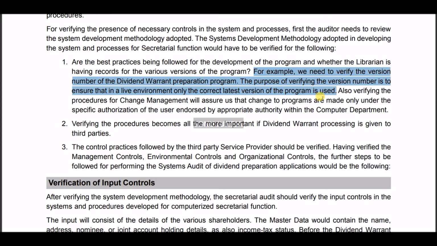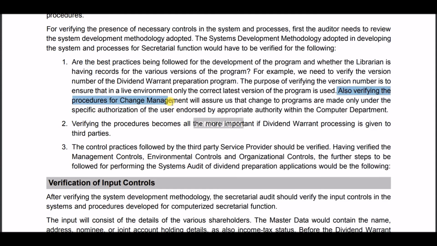So what you need to understand is, let's say, how many dividend warrants are required to be issued. To verify that you have the exact number, the program shall be updated with respect to the database and the processing of the same.